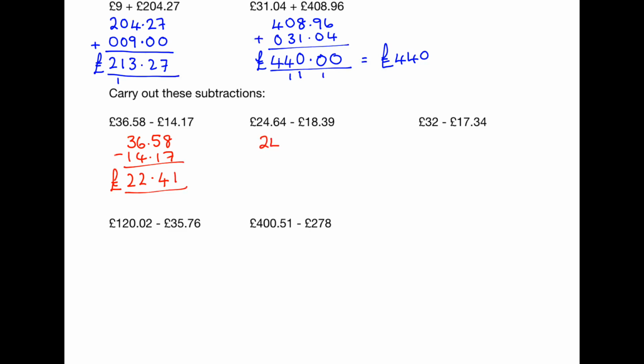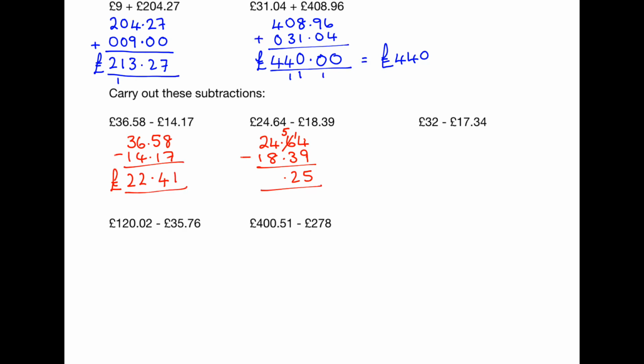So the next one, £24.64, take away £18.39. Again, no gaps to fill in anywhere with zeros. But when we start off, 4 take away 9, we can't do that. We're trying to take away more than we've got, so we need to go borrowing. But remember, you can only borrow from your next door neighbour. Okay, that's the rule, as we'll see used a bit more in the next couple of examples. Okay, so now we've got 14 take away 9, so that's 5. Then 5 take away 3 is 2. Keep points in a line.